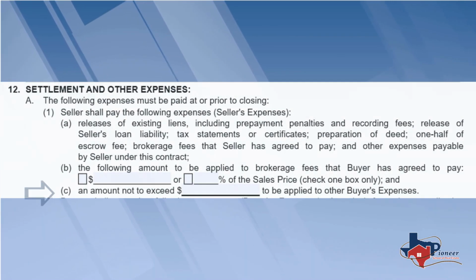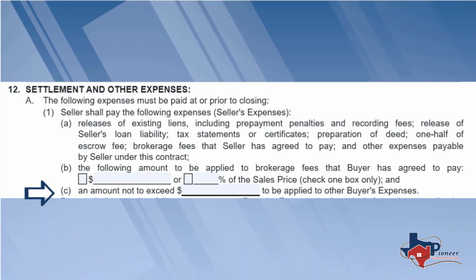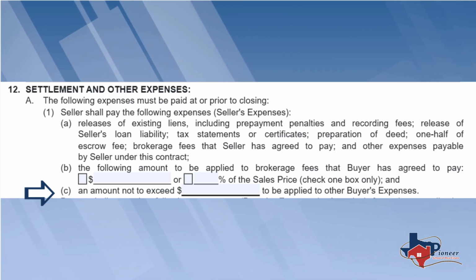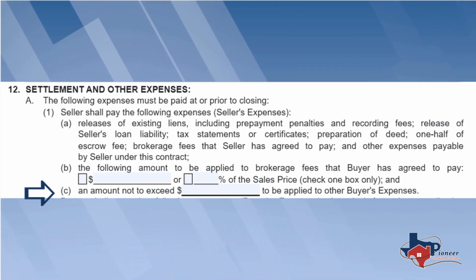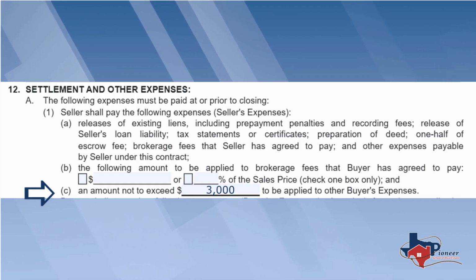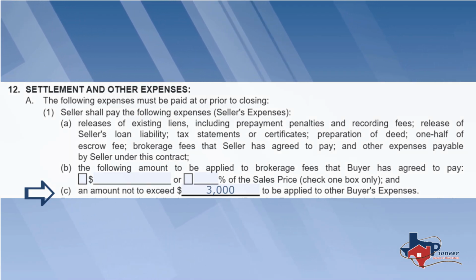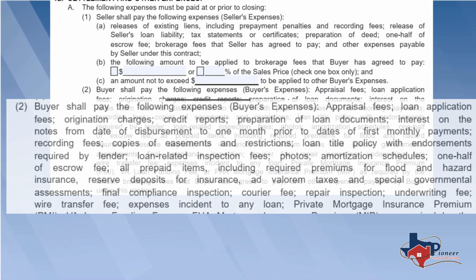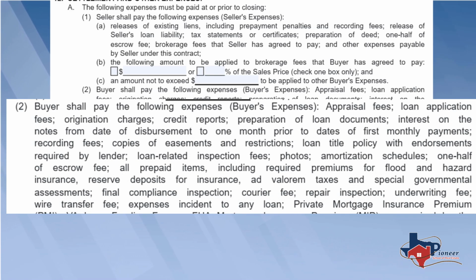In paragraph 12A1C, this is where you can request money from the seller to help the buyer with expenses. Think of it like a contribution towards closing costs. For example, if your buyer needs $3,000 to help cover their closing costs, you would write $3,000 in the blank. Paragraph 12A2 lays out all the expenses that the buyer is responsible for. This includes things like appraisal fees, loan-related fees, insurance, and other closing costs.